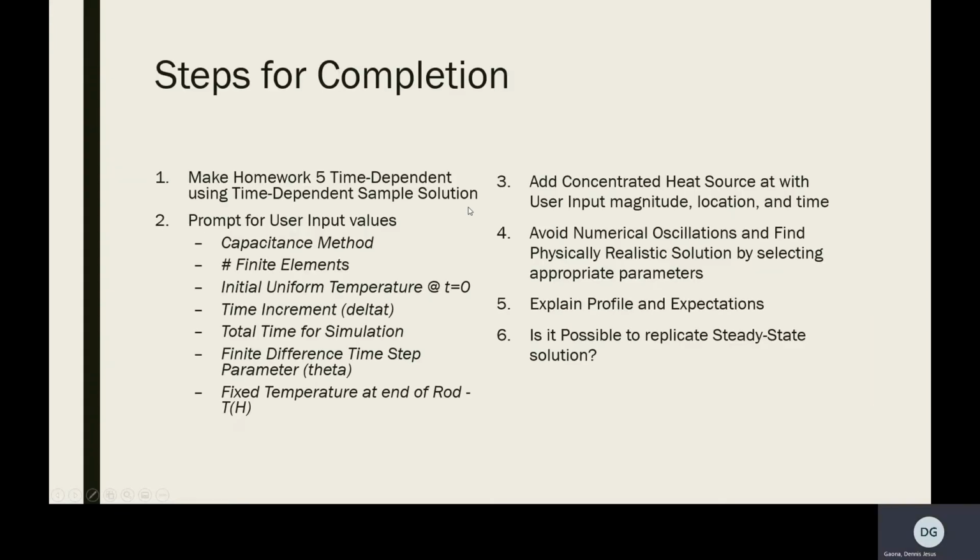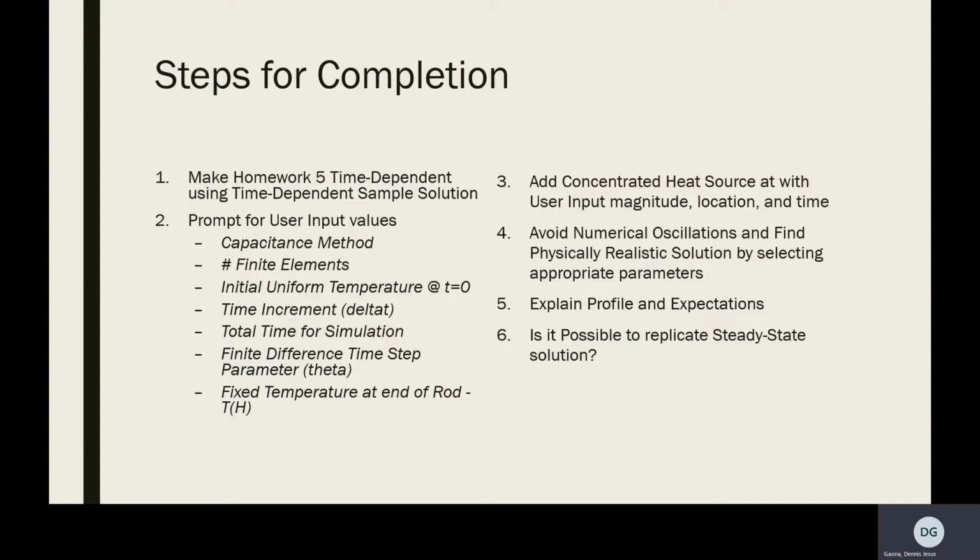So, some steps for the completion of homework number 7. First and foremost, we have to take our homework 5 and add a time-dependent solution for it. So we have to combine homework 5 with time dependency. We have to prompt the user for input values as shown in number 2.